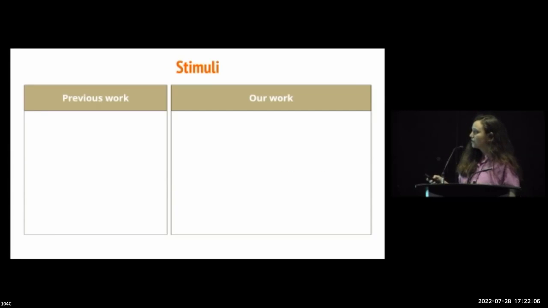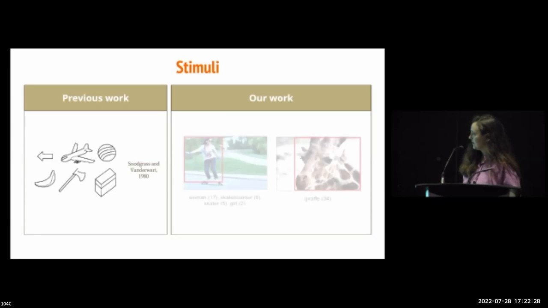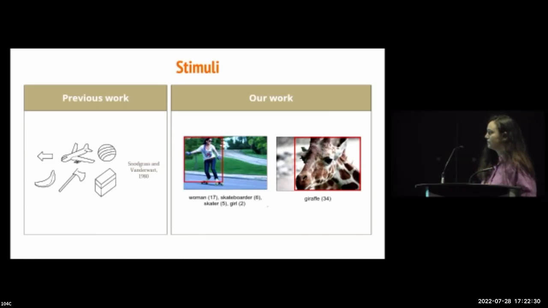Previous work about naming used stimuli like this one. This is a simplistic version of objects that were drawings. Sometimes people also used colored versions of this, but in general the idea was to use stimuli that were as prototypical as possible. That was really the purpose. Instead, in our case, we are going to work with objects like this one. As we said, these are real-world images, so we also have a real context that was absent here.